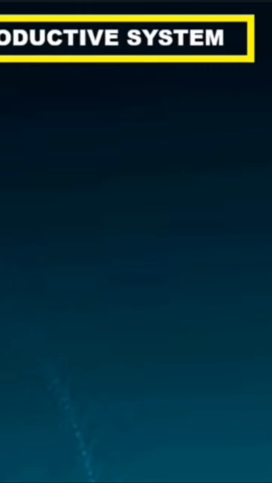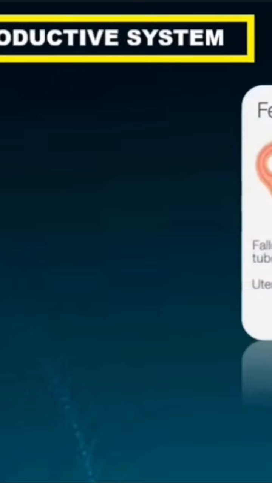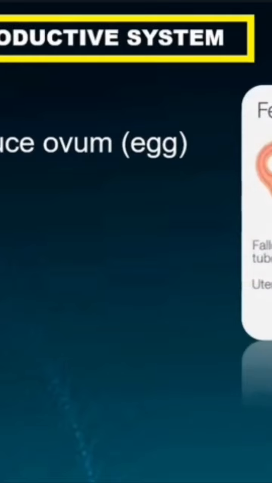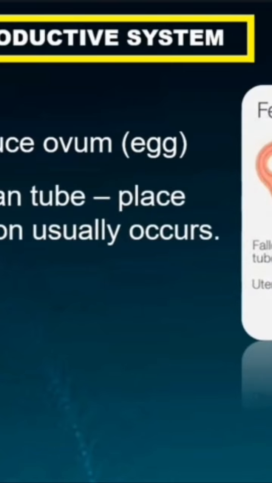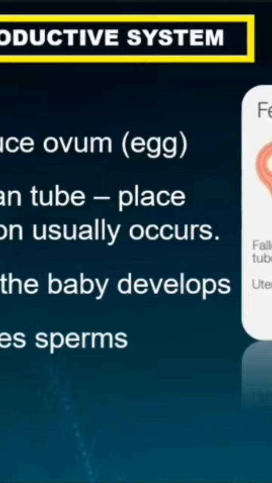While the female reproductive system consists of a pair of ovaries whose main function is to produce ovum or egg. Then the oviduct, which is also known as fallopian tube, where fertilization usually occurs. Then the uterus, where the baby develops, and the vagina, which receives the sperms.